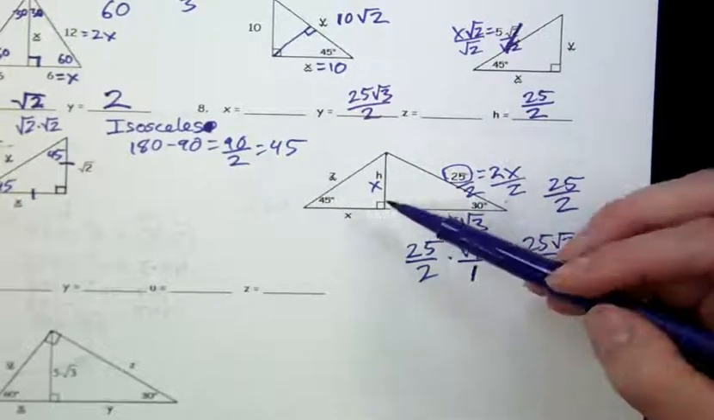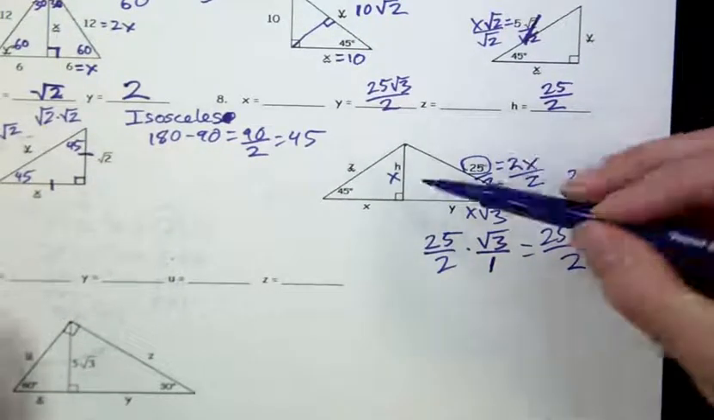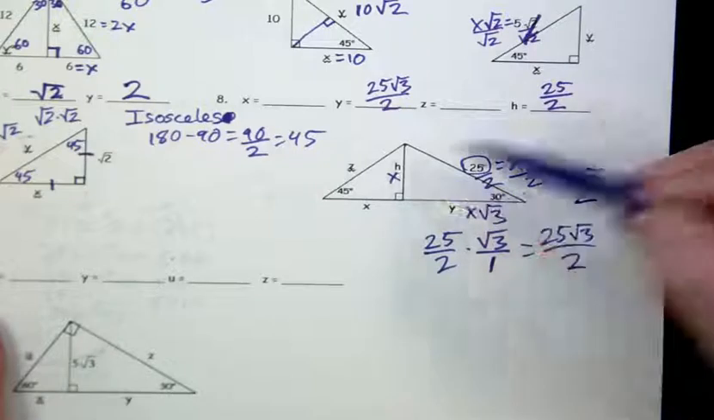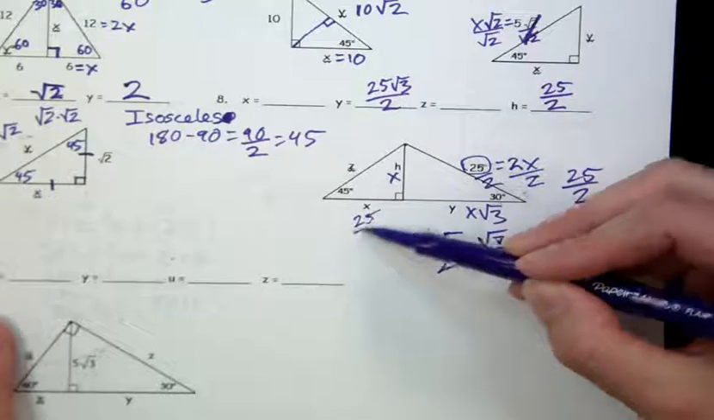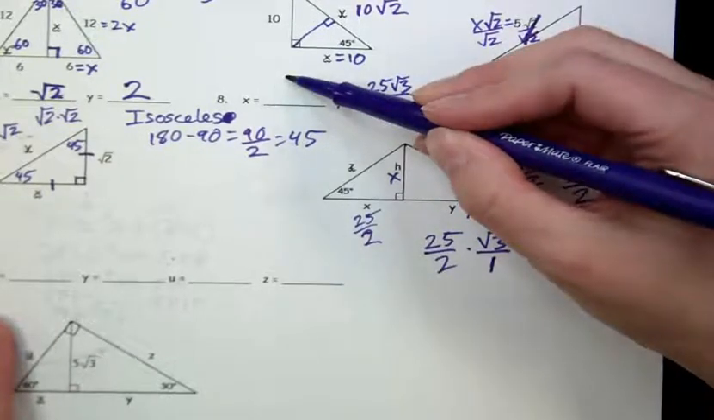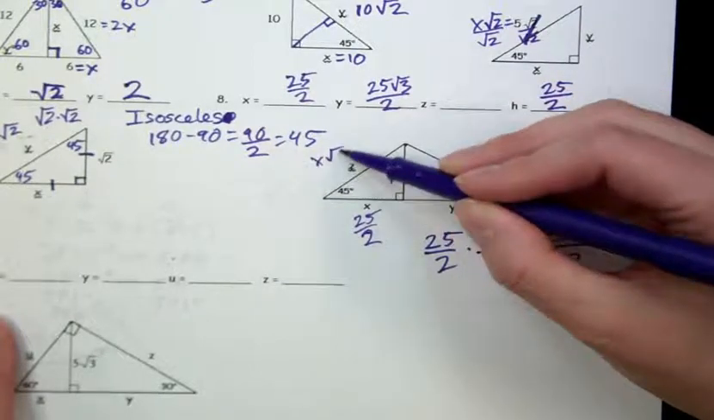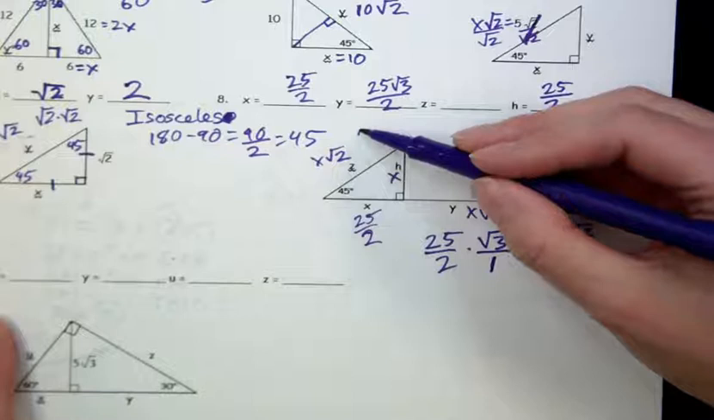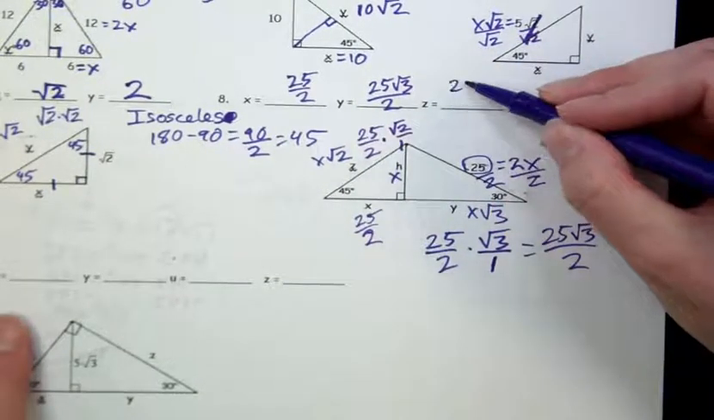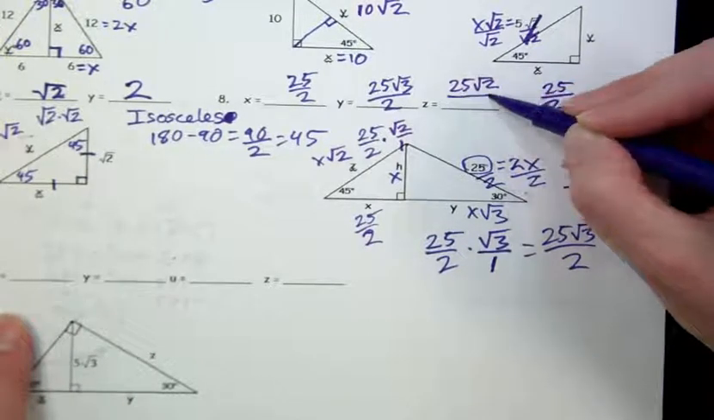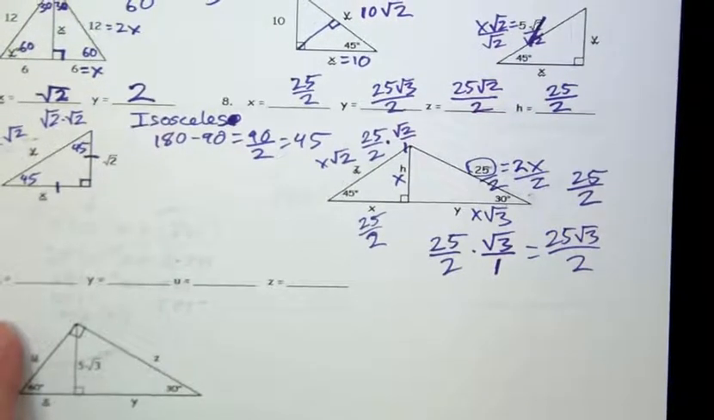Alright, now we can move on to my next triangle, the 45-degree triangle. And so if h is 25 over 2, what is x? 25 over 2, same thing, because they're both the x in the formula. And then this is just x root 2. And so I just multiply the 25 over 2 times root 2 to get 25 root 2 over 2. Don't you love all those fractions? No.